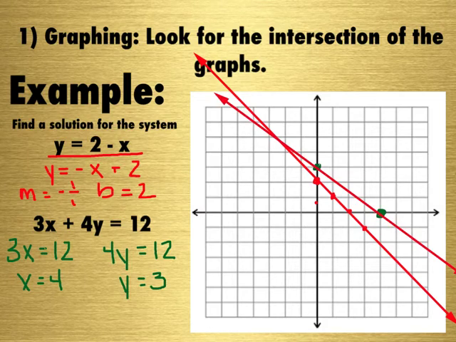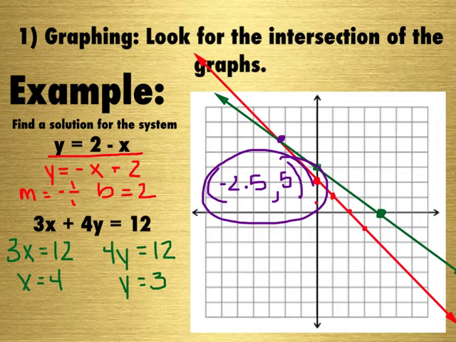Now, graphing is always an estimate. So sometimes it's going to be a little difficult to determine exactly where the solution is. So here we look for the intersection, which is right here. The x value looks like it's about negative 2.5, and the y value looks like it's at 5. And this is how we write our solution in an ordered pair.